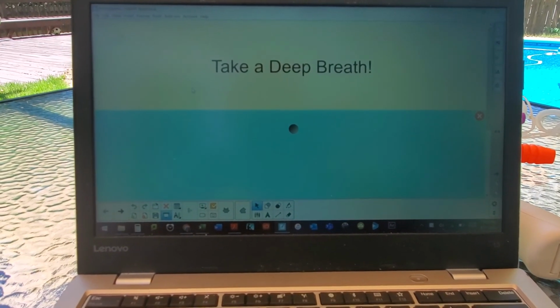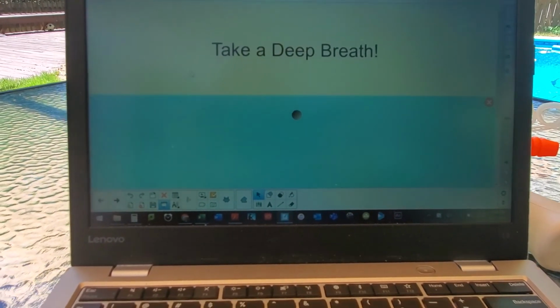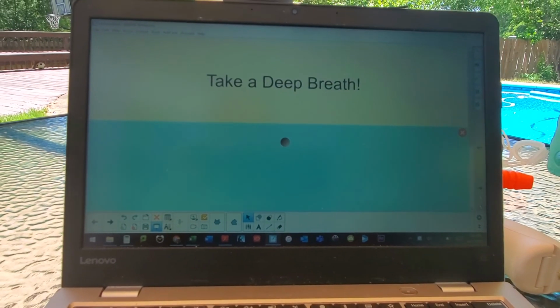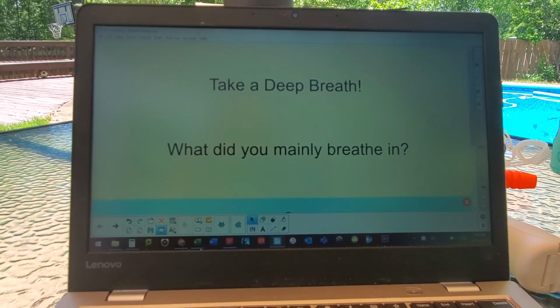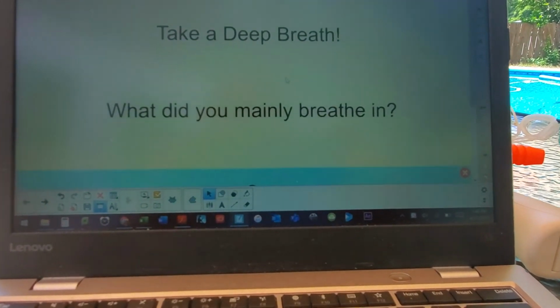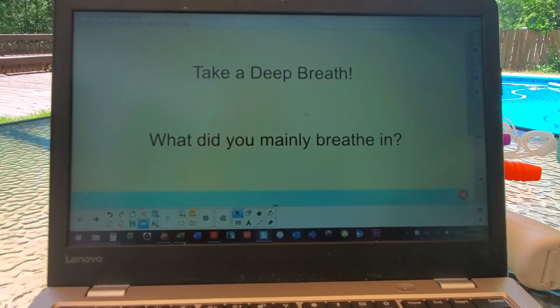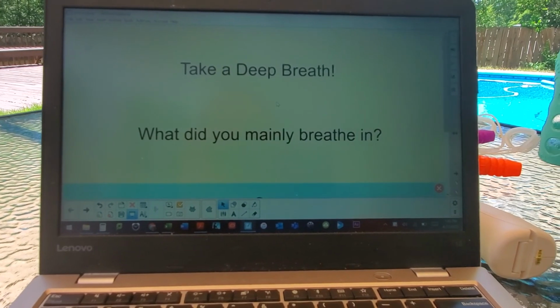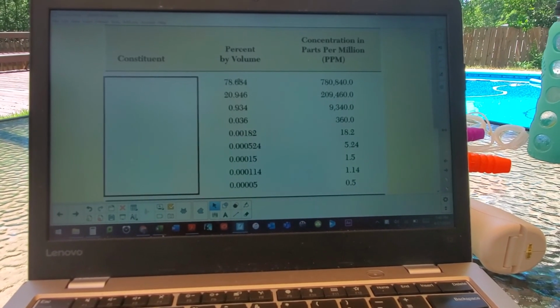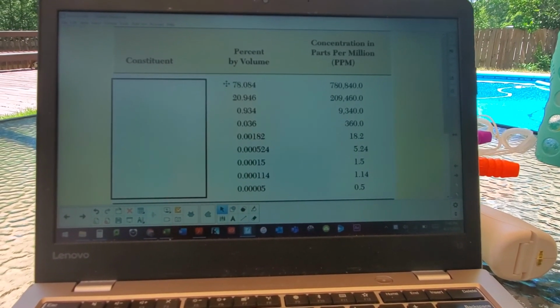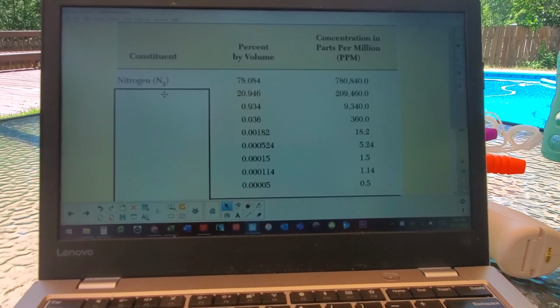And breathe out. When you do that, I have one main question for you, which is, what's the main chemical you're breathing in? What are you mainly breathing in? Most kids will start by saying oxygen, and that would make sense because that's normally what people tell you you're breathing in. However, in the case of the atmosphere, that's not what you're breathing in. 78% of our atmosphere is actually nitrogen.